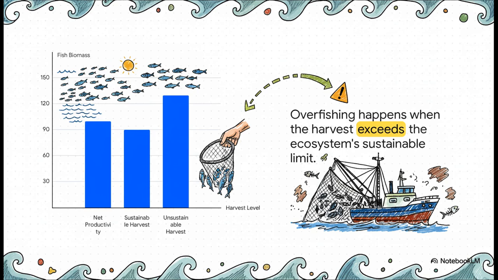Fisheries. That first bar, that's the net productivity. All the new fish biomass that's created each year. That is the sustainable limit. The second bar shows a sustainable harvest, which stays safely within that limit. But that third bar, that's what happens with overfishing. The harvest goes way beyond the system's ability to replenish itself.